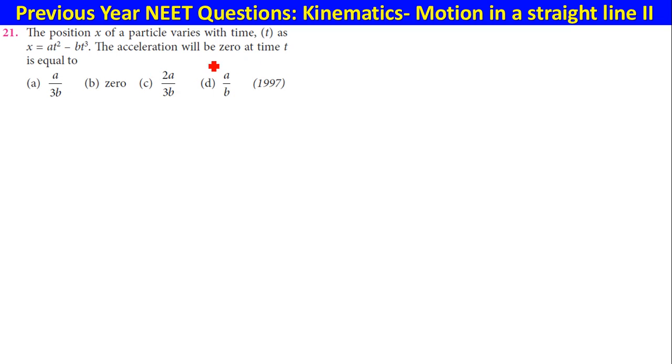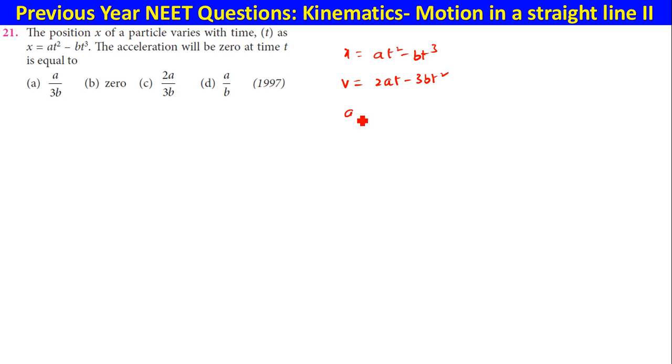So you need to find acceleration equal to 0, then you get the time value. That's what is being asked, isn't it? Now x is given, that is a t square minus b t cube. So just differentiate this with respect to time, you get velocity: 2at minus 3b t square.